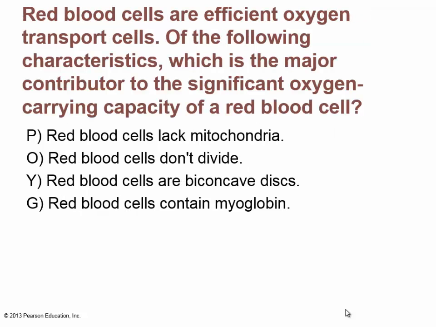Red blood cells, this is a long one, are efficient oxygen transport cells of the following characteristics, which is the major contributor to the significant oxygen carrying capacity of a red blood cell. What makes red blood cells so efficient at picking up oxygen? It is the yellow. They have those biconcave discs, which makes it so they've got a greater surface area.